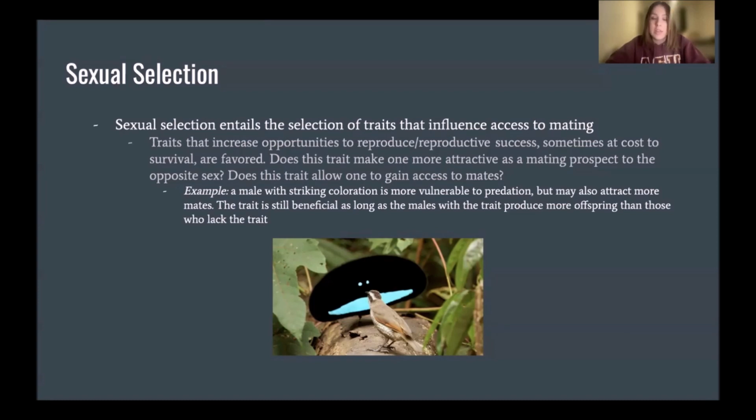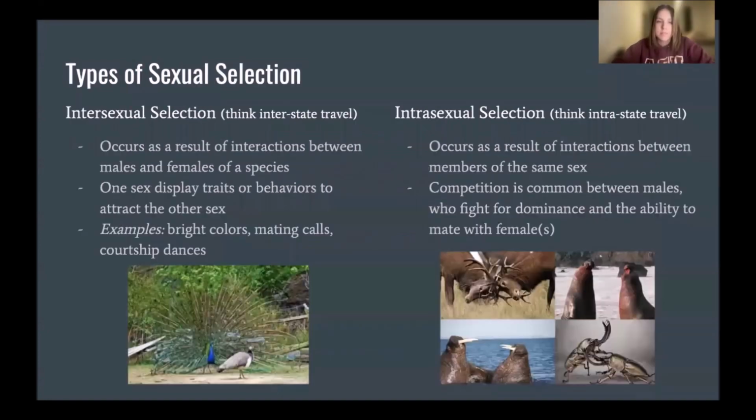And so this trait is still beneficial as long as the males with the trait produce more offspring than those who lack the trait. So there are different types of sexual selection. So there's intersexual selection, and this occurs as a result of interactions between males and females of a species. One sex displays traits or behaviors to attract the other sex. So the previous example was an example of intersexual selection, because that male bird was showing bright colors. And other examples of this include mating calls or courtship dances.